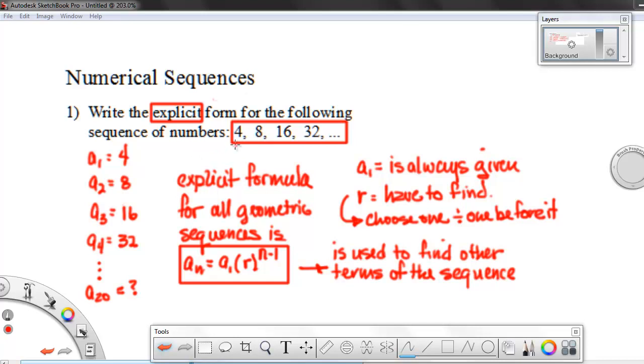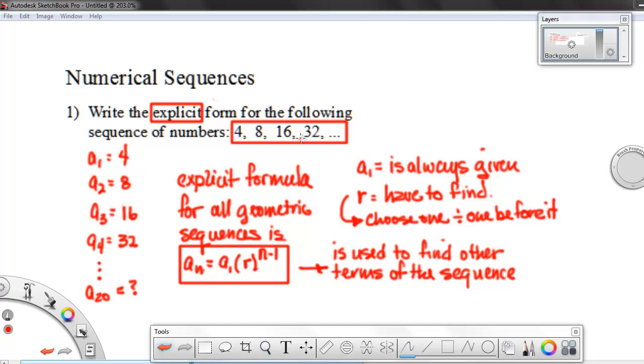In this one, 4 is the first member of the sequence, or first term of the sequence, so we name it A of 1. The second member of the sequence would be 8, and we call it A of 2, and so forth. The third member would be A of 3 equals 16, and A of 4 would be 32. Now those members can go on for infinity.